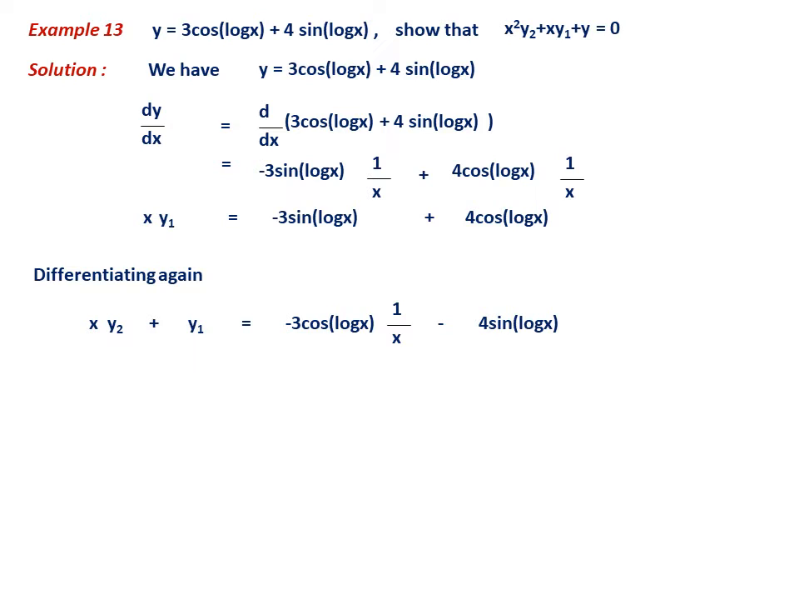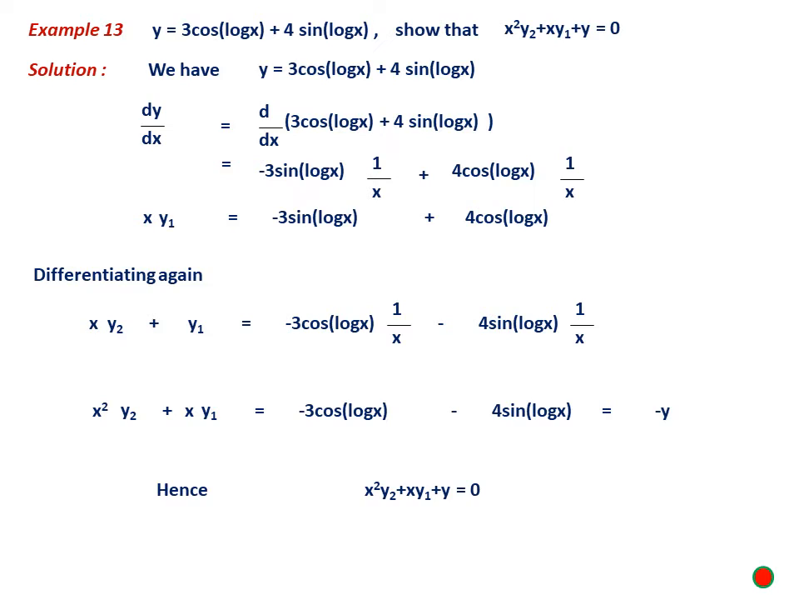Same thing here, 4 sin log x into 1 by x. Now take x once again to the left side, so that x square y2 plus xy1 will be equal to minus 3 cos log x plus minus 4 sin log x. Now you can take minus outside, so that it becomes minus y, because y is 3 cos log x plus 4 sin log x. So this is minus y. Therefore x square y2 plus xy1 plus y equal to 0.